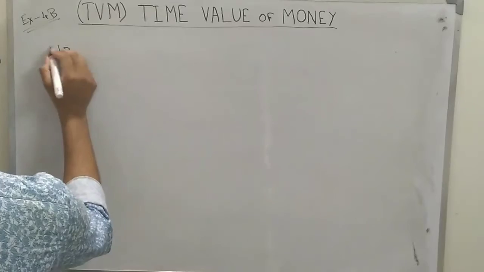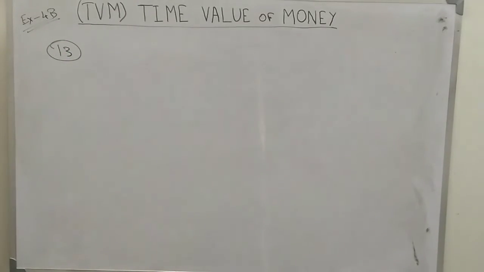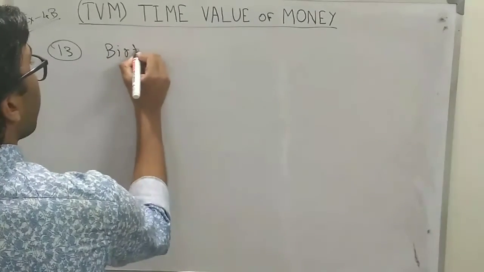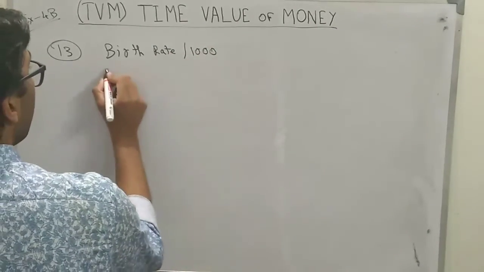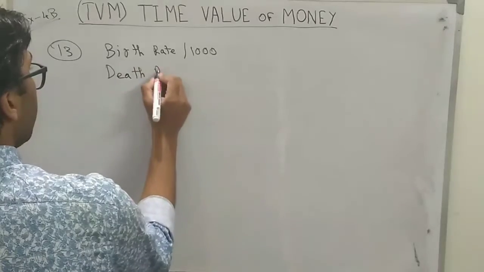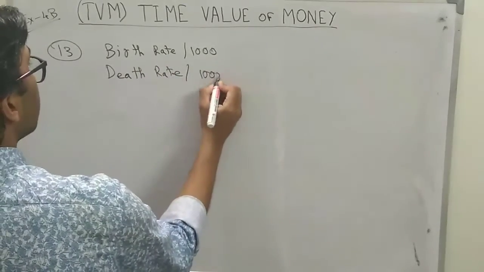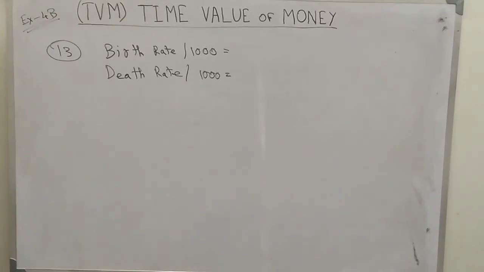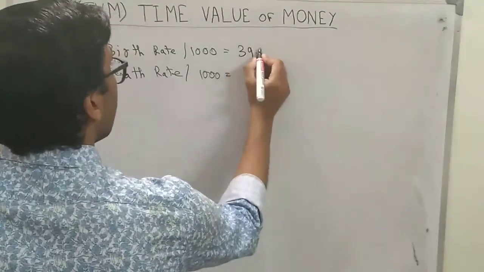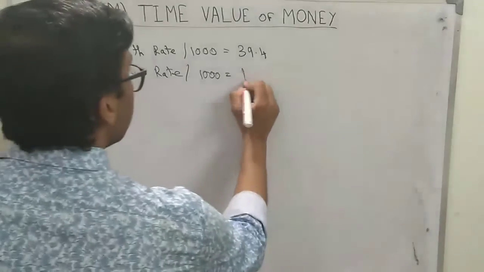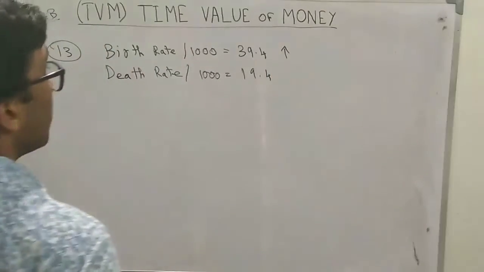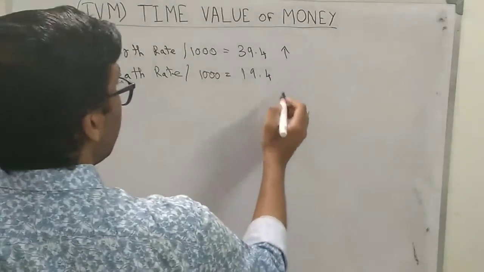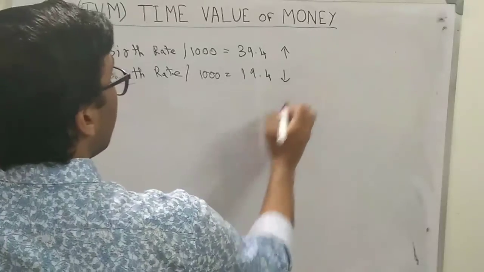Now question number 13. It is also an important sum. It is asked about the annual birth and death rates per thousand. It is given that the birth rate per thousand is 39.4, whereas the death rate per thousand is 19.4. That means the population has increased by 39.4, whereas it has also decreased due to deaths of people by 19.4.